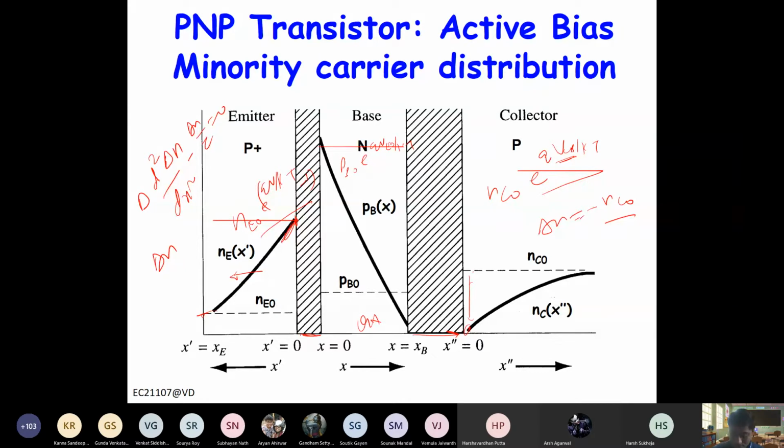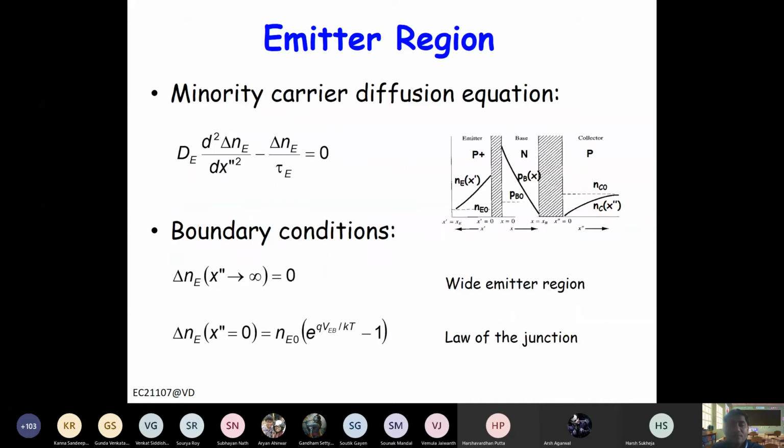That's no question. Emitter region. You have the boundary condition at the junction. It is n_e0 exponential (qV/kT) minus 1, and at infinity, this is 0.